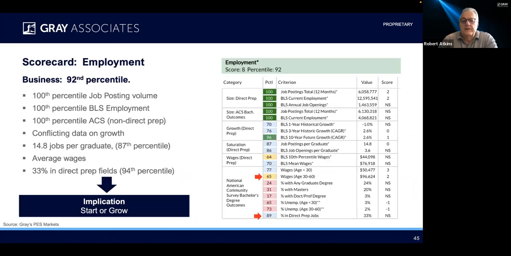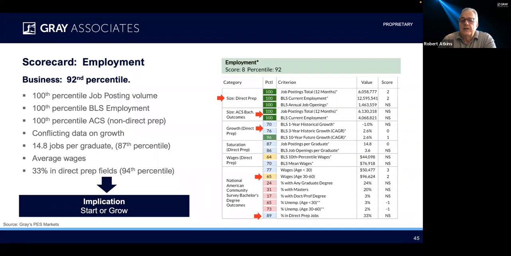Now let's take a look at employment. And let's start at the bottom of this. This had pretty heavy direct prep. So most people who study business go into it, 33%, not most, but more than usual. And it pays well, $96,000 a year. So are there a lot of jobs? Yeah, there are a lot of direct prep jobs, 100th percentile. There are also a lot of non-direct prep jobs, which we capture by using that ACS data to inform our crosswalk. So however you cut it, it's very large.